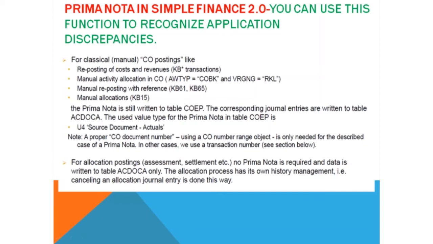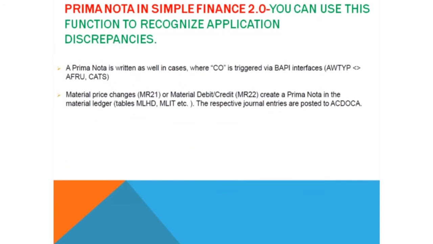Those who are technical and want to go into more detail, especially in the manufacturing industry, discrete industry, process industry, for them this piece of information is very, very important. That's why I have created this information for them. And then this is written, as well as in cases where CO is triggered via BAPI, Business Application Programming Interface. And then material price changes or material debit or credit created in a prima nota in the material ledger, the respective journal entries are posted to ACDOCA. So this basically eases their entire process. So for them it's a major breakthrough.